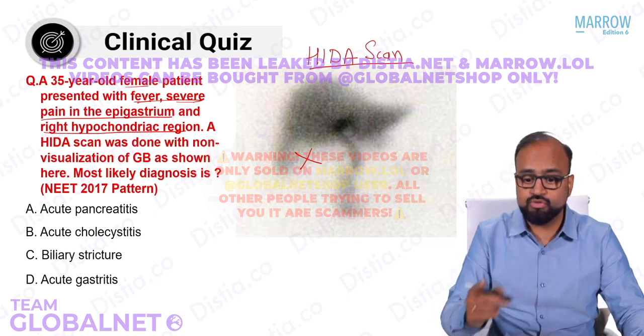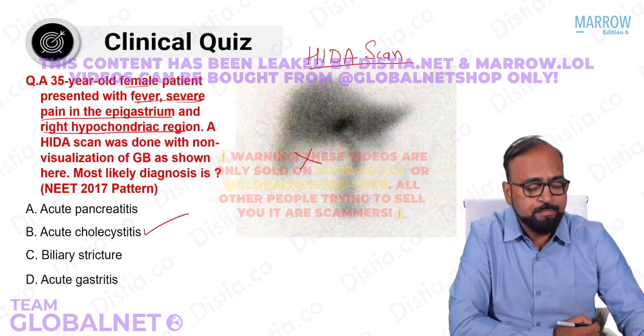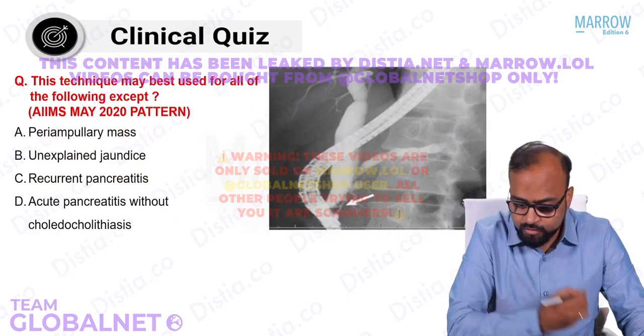Non-visualization of gallbladder suggests what? It suggests acute cholecystitis. It is actually a very simple concept. We'll discuss this as we go ahead. Now see, another different type of image. What do you see here?